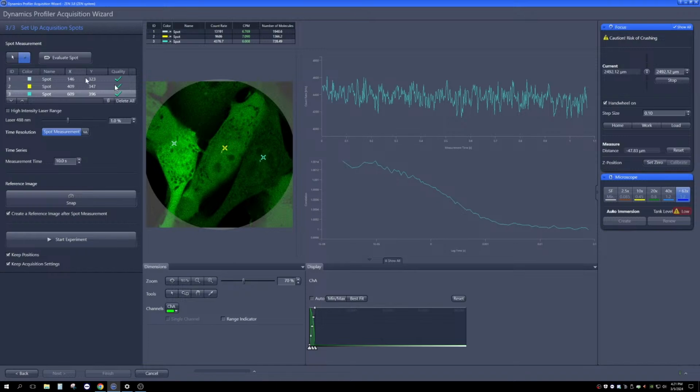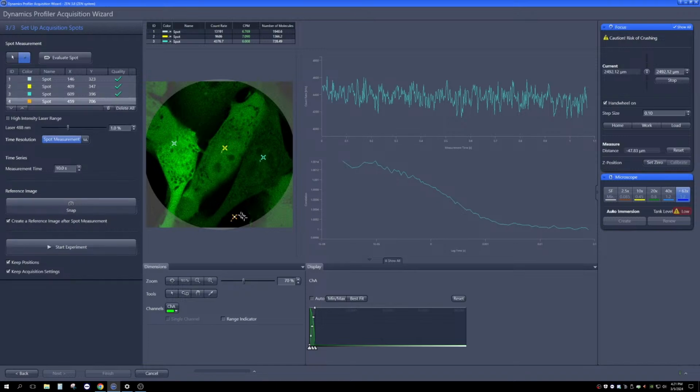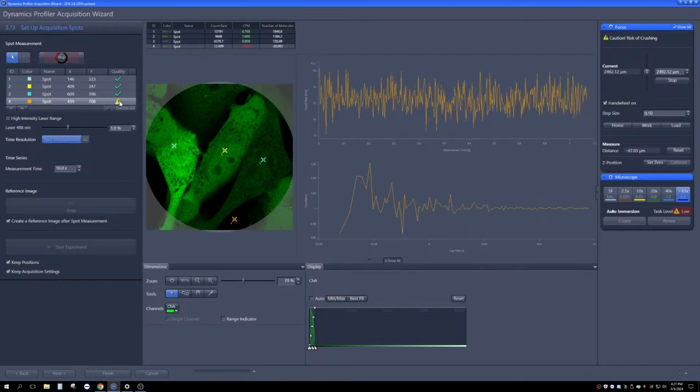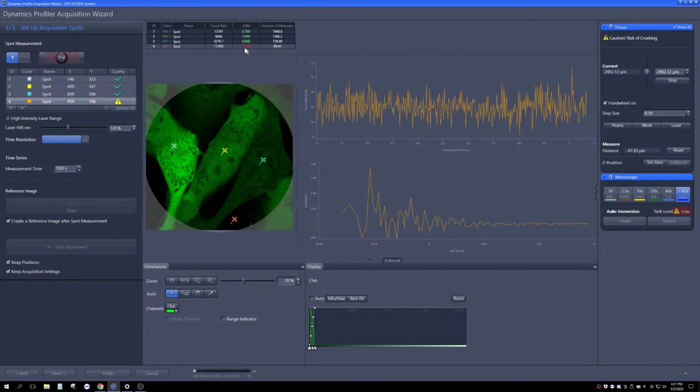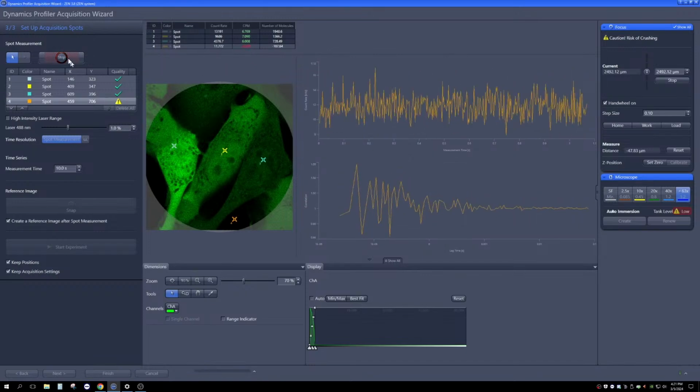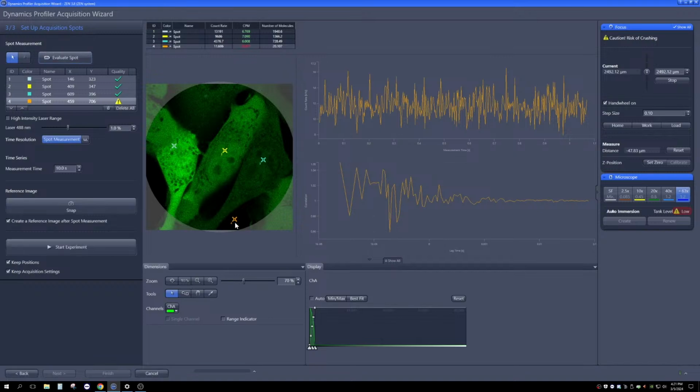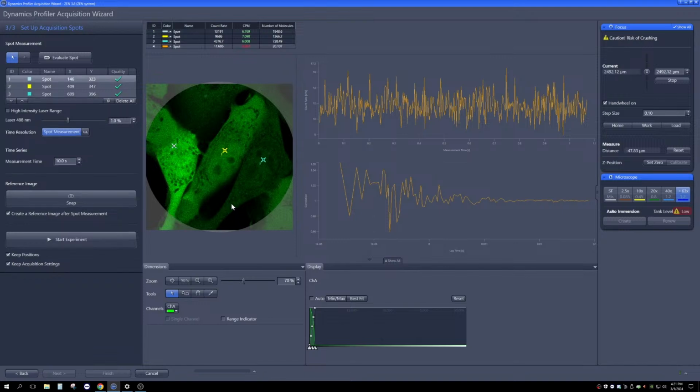Just to give you an idea of what that would look like, let me put something over here where we really shouldn't see anything. If I hit evaluate spot, see, I'm getting a warning sign here, and then I'm actually seeing red here. So it's saying this is not good. It doesn't know that I'm not really sitting on a cell. It's just trying to tell me you've got to change something, whether it's where you're measuring, your laser power, or the correction collar. Something's not good.